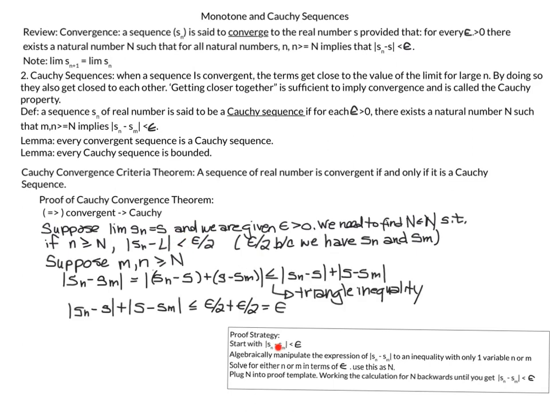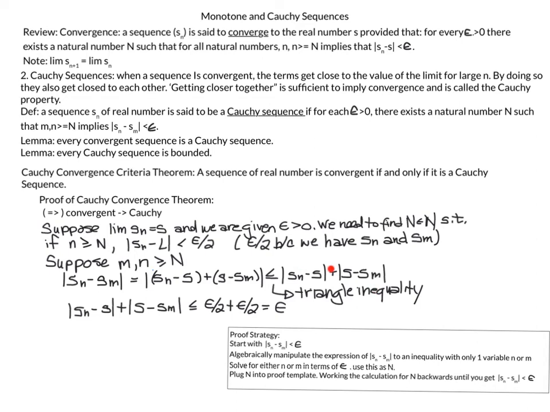So now when I look at the absolute value of Sn minus Sm, I can add and subtract an extra S. By doing that, I can separate these two out and use the triangle inequality. So now I'm going to have Sn minus S, and I'm going to have S minus Sm. And by the triangle inequality, this absolute value is less than or equal to the sum of the two parts.